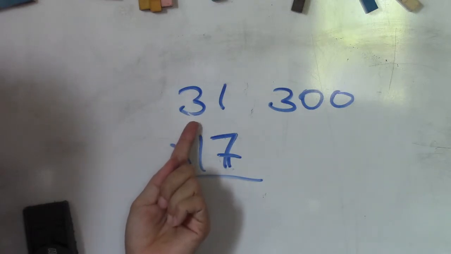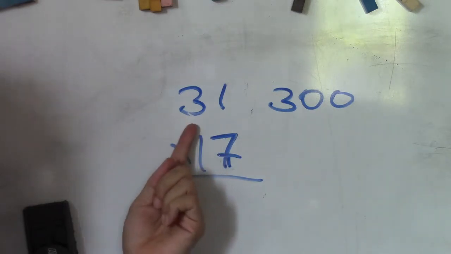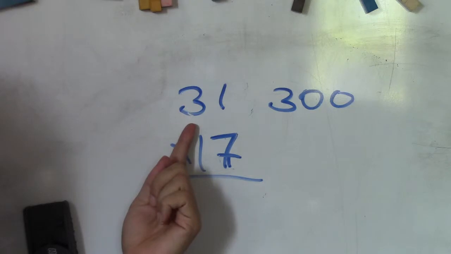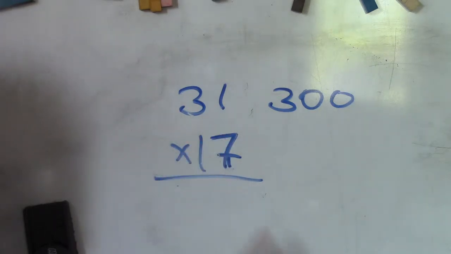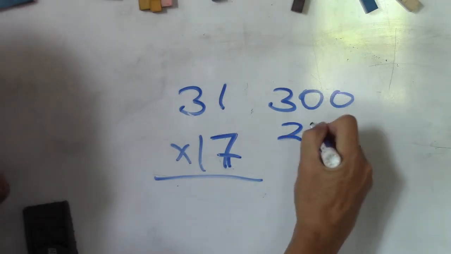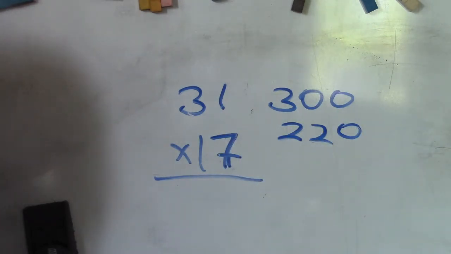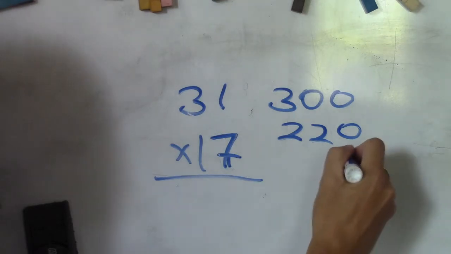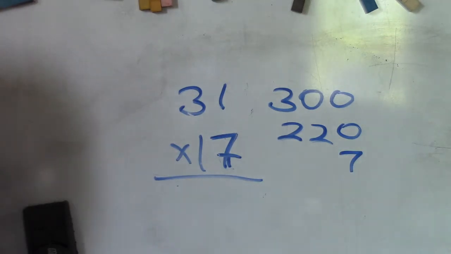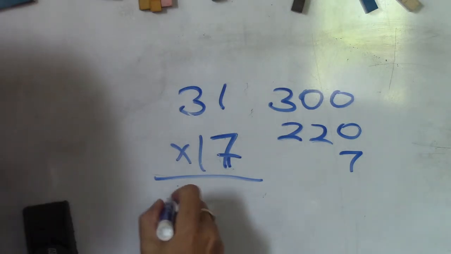Just for that, I'm going to make you draw this. What's 7 times 3? 21. 21 tens, and 1 more ten is 22 tens. And what's 7 times 1? 7. So 527 is the right answer.